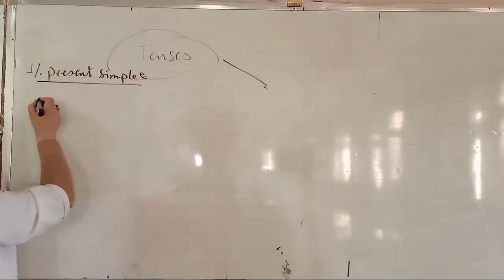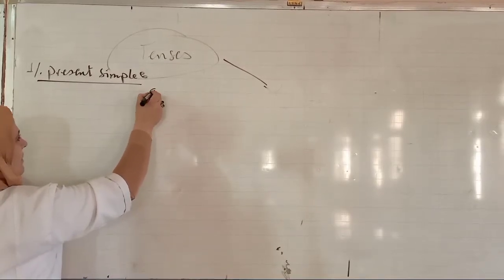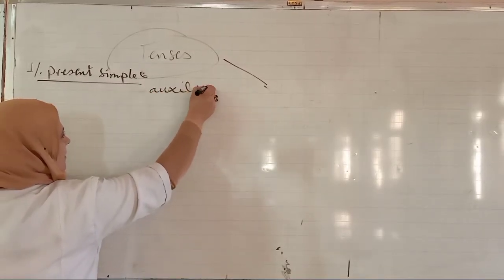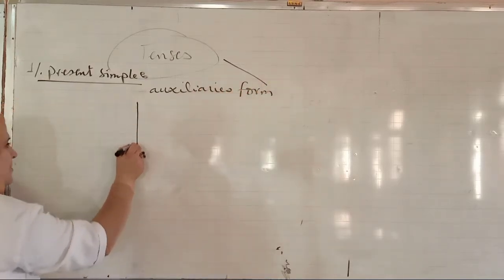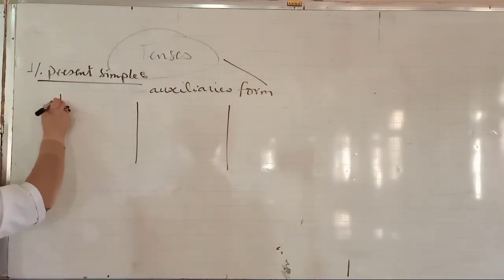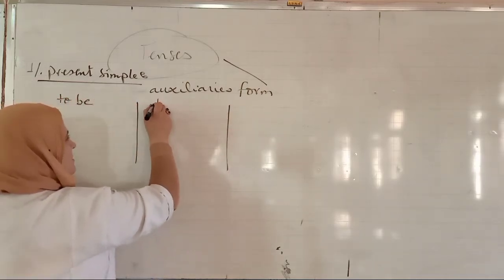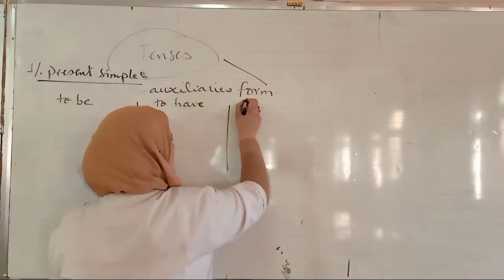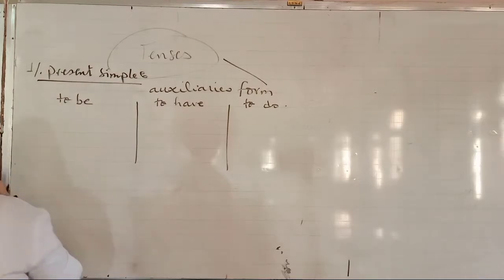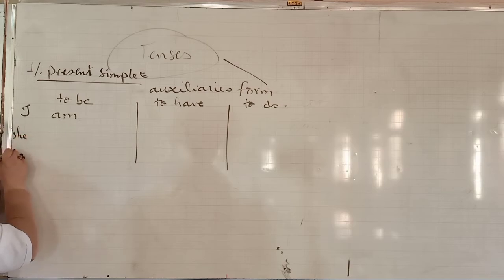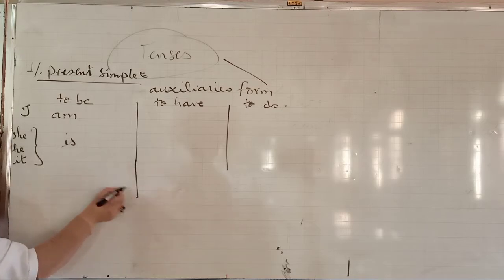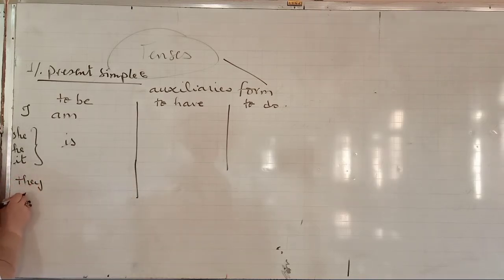Here, of course, I need to use the auxiliary forms. Okay? Auxiliary forms within the present simple. So we have auxiliary to be, auxiliary to have, and auxiliary to do. Concerning to be, we have I am, she, he, it is, they, we, and you, we say are.